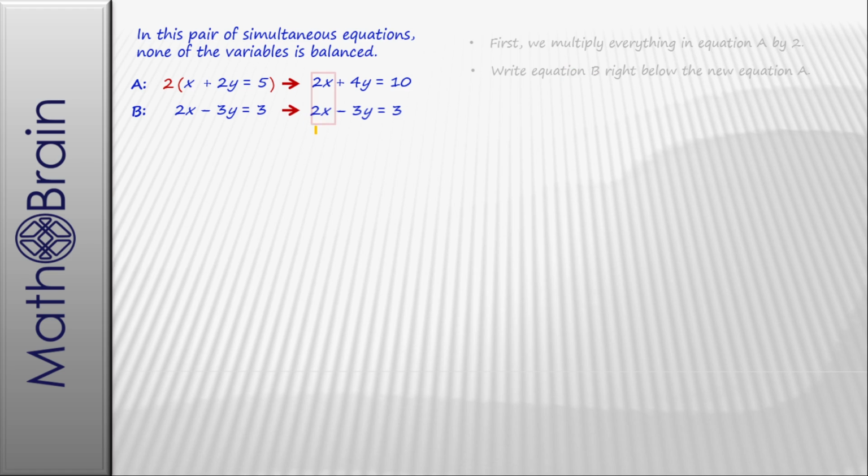Ensure the like terms are lining up vertically, the x's are lining up, y's are lining up, and the numbers too. Note now that both equations contain x in equal amounts, 2x each. That's why we doubled equation A. Let us now subtract the two equations, A minus B.